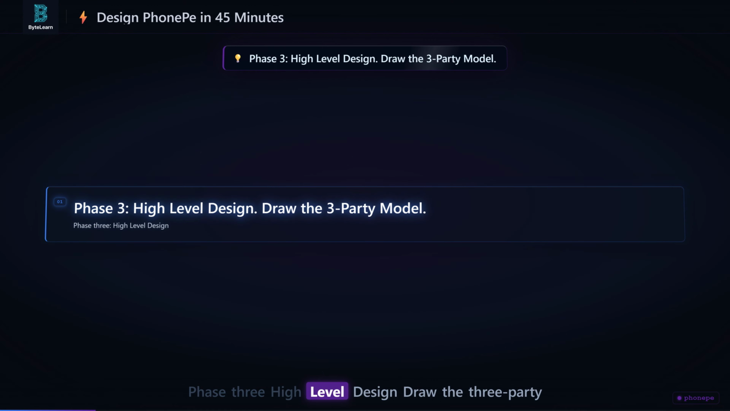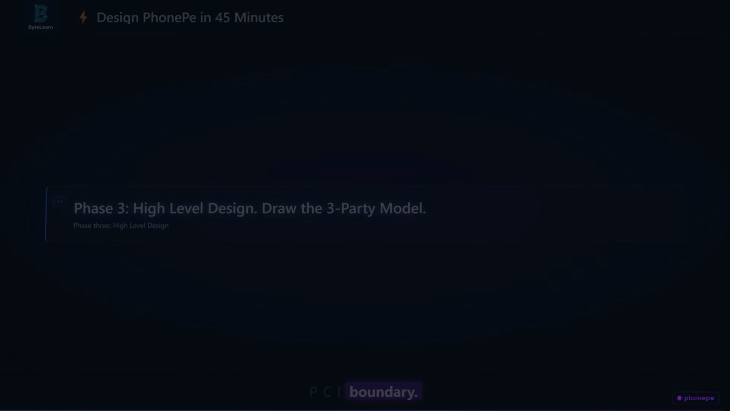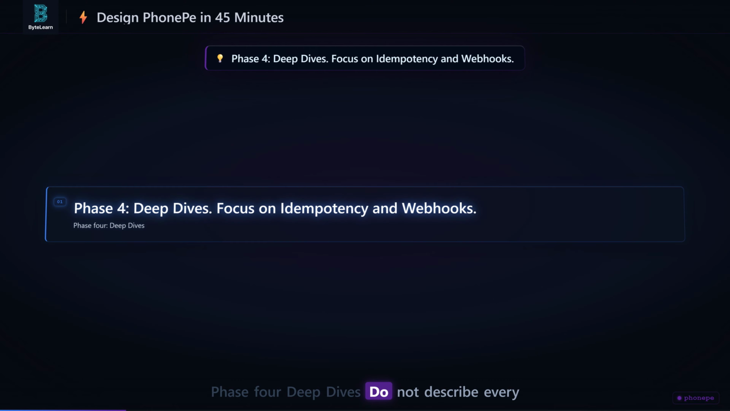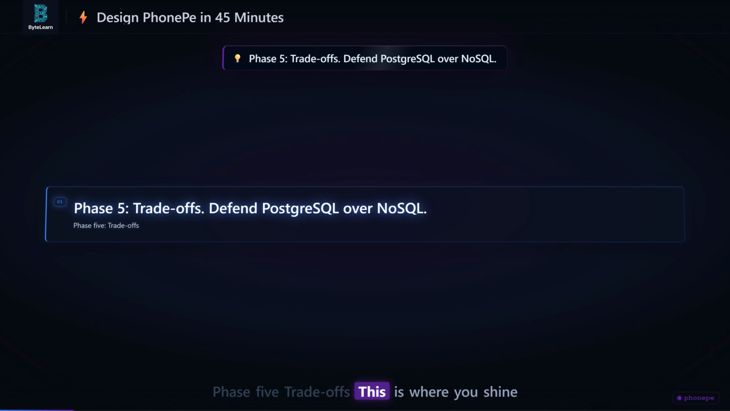Phase 3, high-level design. Draw the three-party model. Clearly separate the API gateway from the payment service and show the NPCI boundary. Phase 4, deep dives. Do not describe every component. Focus on how you generate idempotency keys and how you handle NPCI webhooks versus polling. Phase 5, trade-offs. This is where you shine. Explain why you rejected Cassandra in favor of PostgreSQL for the ledger, even though it is harder to scale.